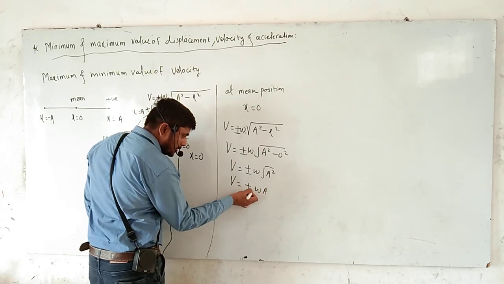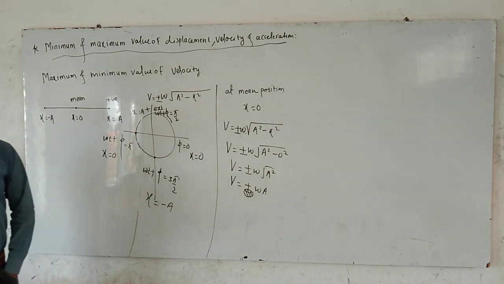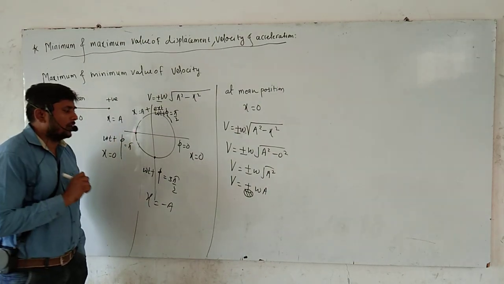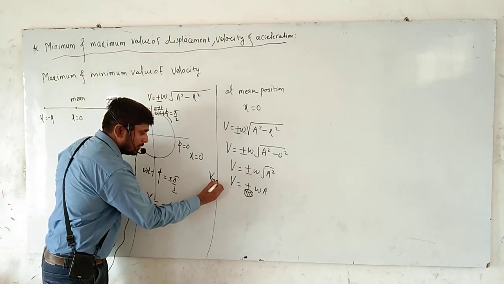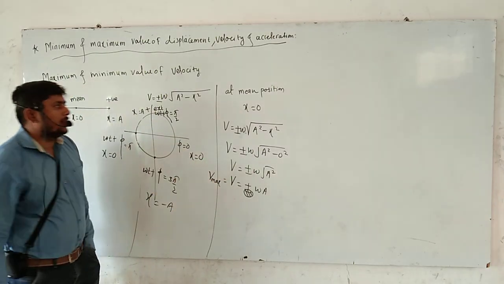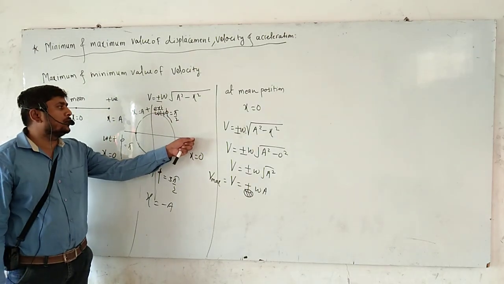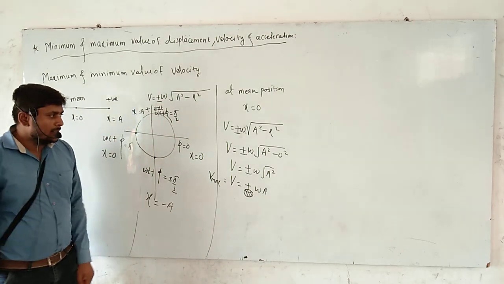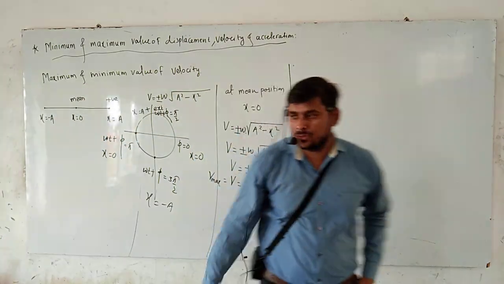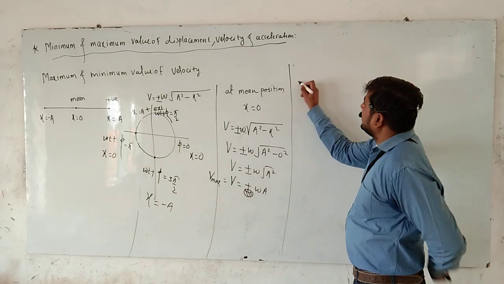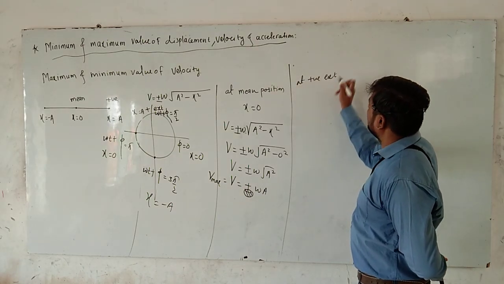So when moving towards the positive extremity, we need not consider the negative sign. The value of velocity will be equal to plus omega a, and this is the maximum value, when the object is at the mean position and is going to move towards the positive extreme, right? So at the mean position the value of the velocity is equal to omega a.